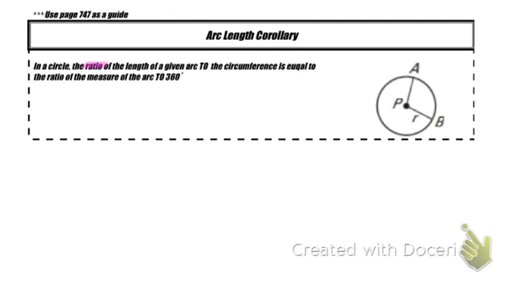Okay, so now we are going to move into the arc length corollary. So, in a circle, the ratio of the length of a given arc to the circumference is equal to the ratio of the measure of the arc to 360. So the three words that I highlighted are ratio, is equal to, and ratio. So that means we're going to be setting up two ratios and setting them equal to one another.